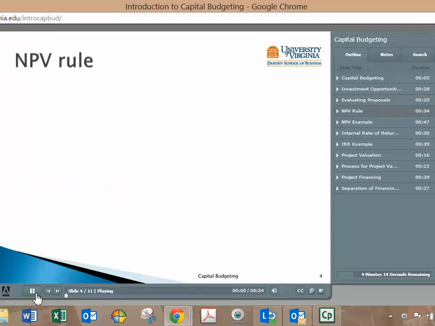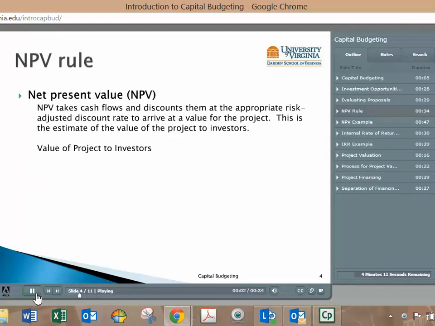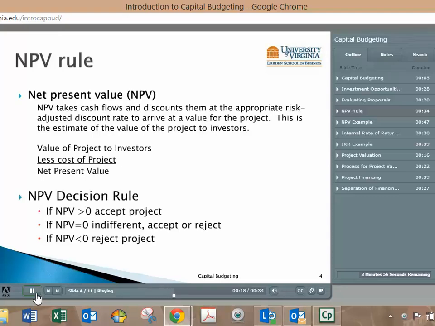Net present value, or NPV, takes cash flows and discounts them at the appropriate risk-adjusted discount rate to arrive at a value for the project. This is the estimate of the value of the project to investors. Once we have this, we deduct the cost of the project, and the difference is the NPV. The NPV decision rule is, if NPV is greater than 0, accept the project. If NPV is equal to 0, the firm should be indifferent, and the firm can either accept or reject the project. If NPV is less than 0, the firm should reject the project.